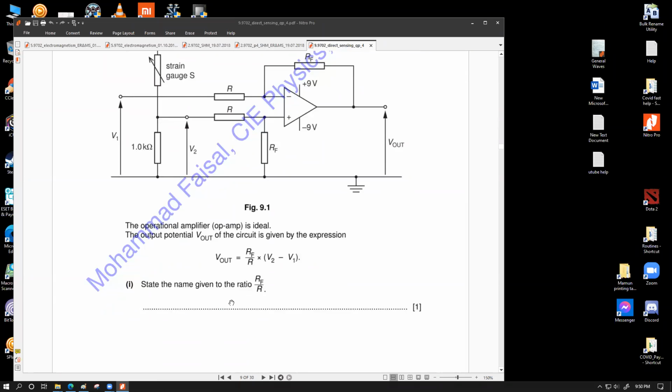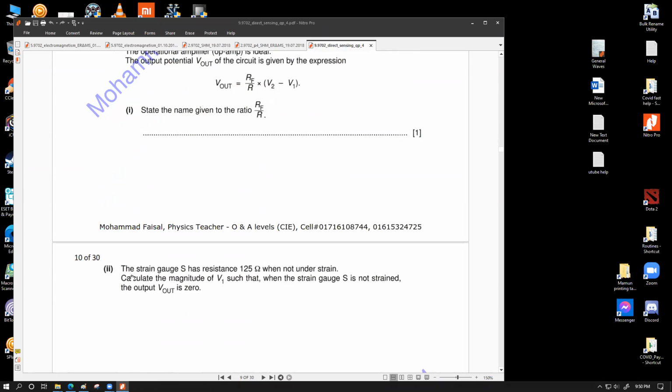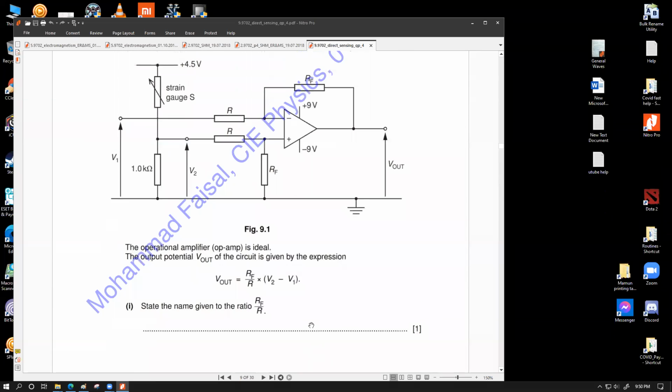So this is our gain, we will put this in. Number 2, a strain gauge has a resistance of 125 ohm when not under strain. Calculate the magnitude of V1 such that when the strain gauge S is not strained, the output Vout is 0. Okay, let me get the circuit.